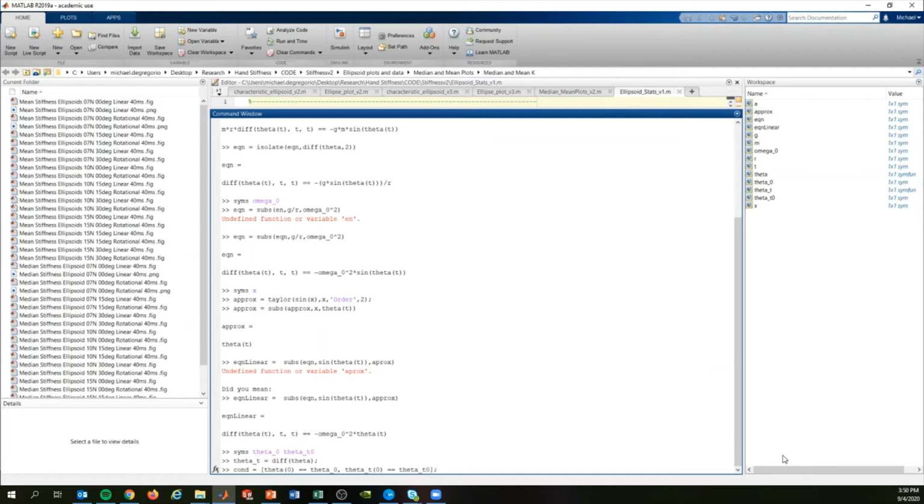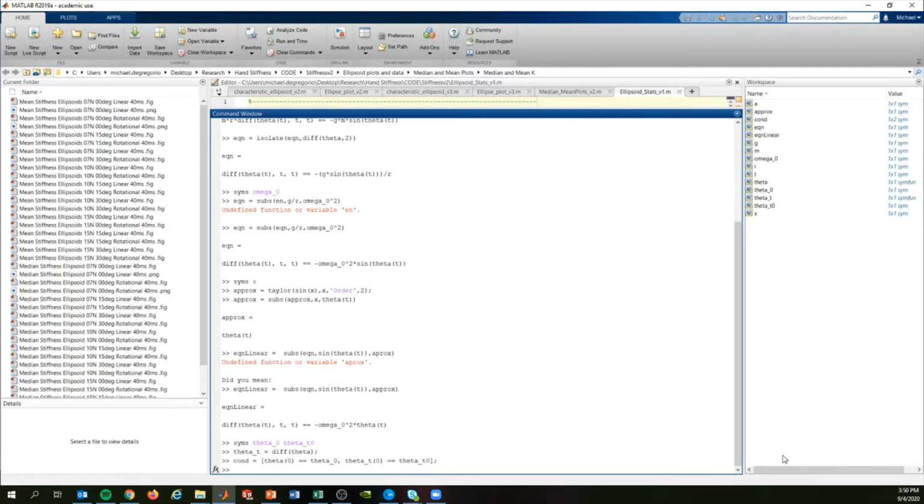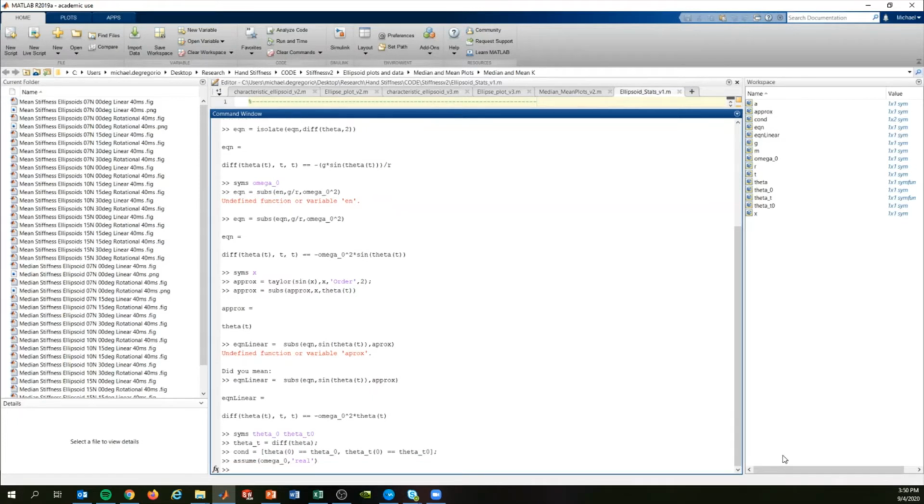All right, so we're setting up an array of our conditions. And then we're going to use the assume command, assume that omega of 0 is real. What is this doing? Well, it's assuming that it's real. It's making sure that we don't have an imaginary answer. Why would that be important? Well, that's going to be important later, but not today. Not something we're going to get into today.